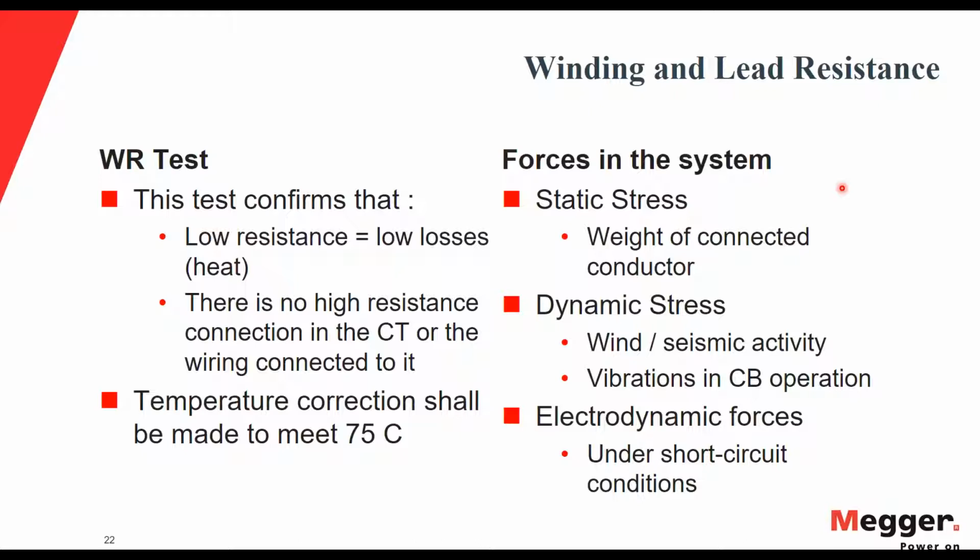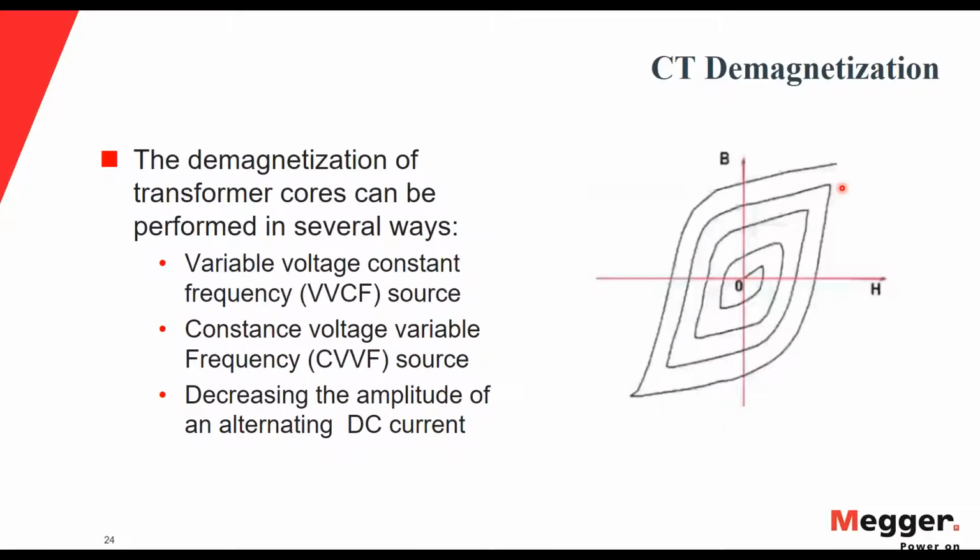Once your core is saturated through this test, you'll have to do something called demagnetization. Basically, your core has been magnetized. Since you injected a DC current on it, all the molecules have been magnetized to a certain level. You do a process called demagnetization to remove this and recreate the random pattern of magnetizing molecules in this core.